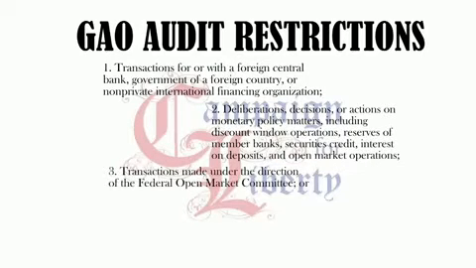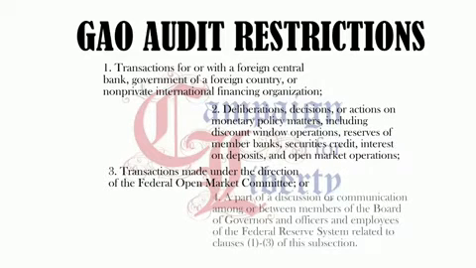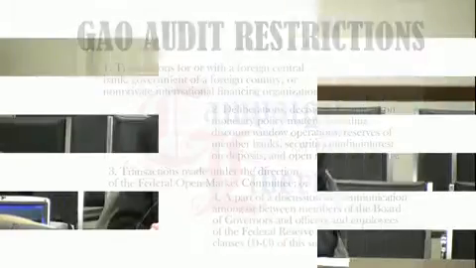Transactions made under the direction of the Federal Open Market Committee, or a part of a discussion or communication among or between members of the Board of Governors and officers, employees of the Federal Reserve System related to clauses 1 to 3 of this subsection. So those are the areas that GAO may not include by law in its audit. As we see, these 4 clauses basically encompass just about everything the Fed does in the realm of monetary policy, open market operations, and quantitative easing. Essentially, the only thing that GAO can audit are some of the check processing, currency storage and shipments, and some of the regulatory and bank examination functions.